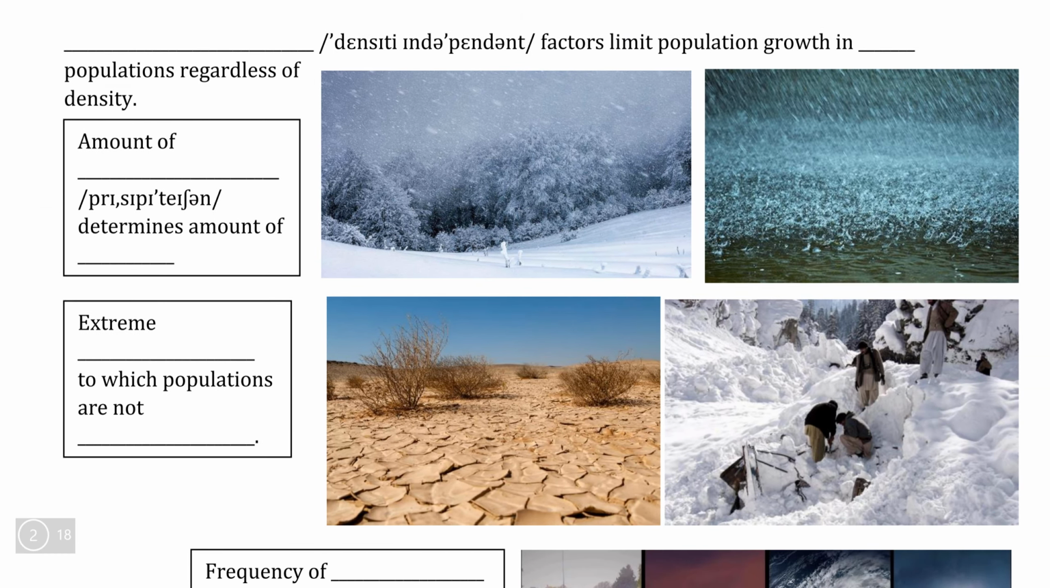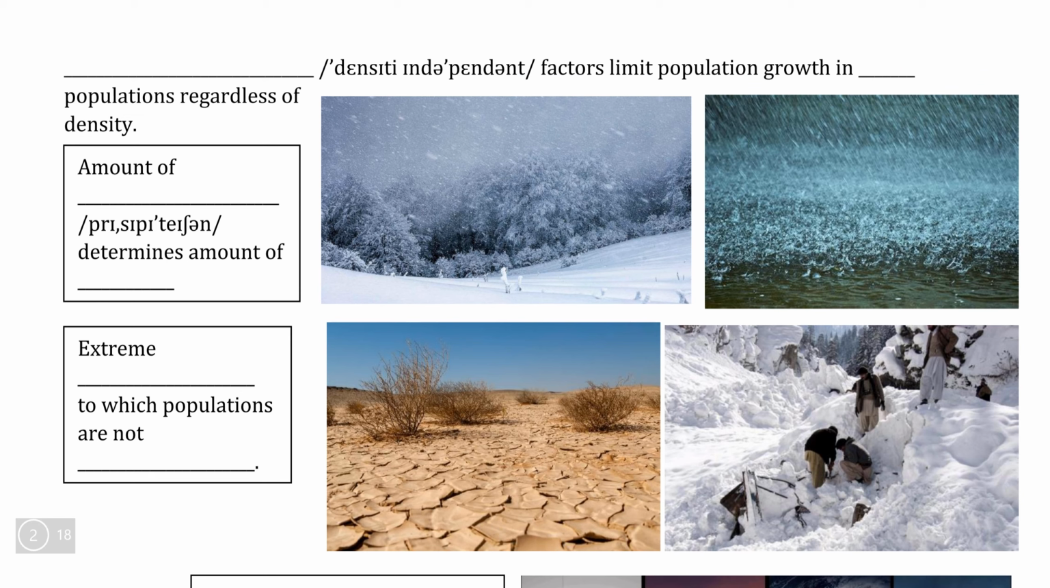However, when it comes to environmental factors, many of them, especially those related to weather conditions, belong to a category that we call the population density independent factors. And when we say that these factors are independent of population density, that means that these factors, which again are mostly weather conditions, will stop population growth from getting to a certain point in all populations, regardless of the number of organisms that exist.